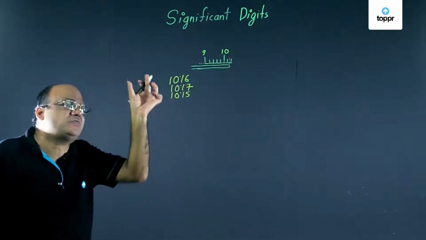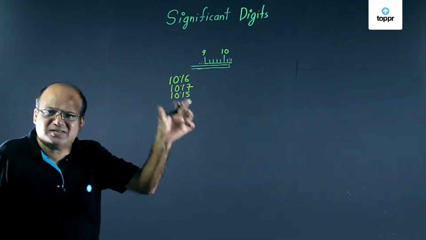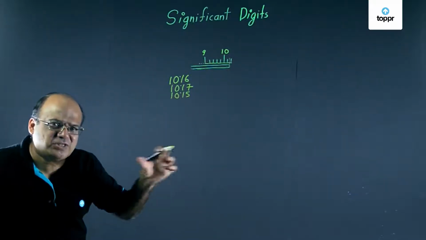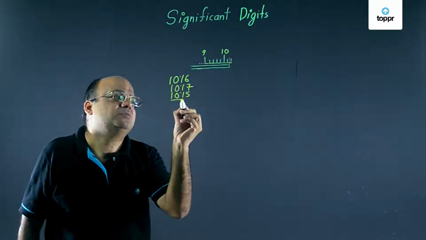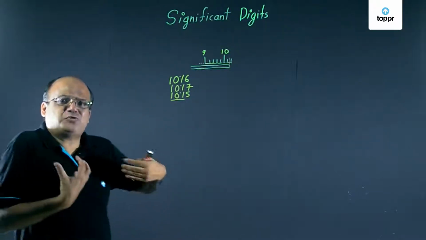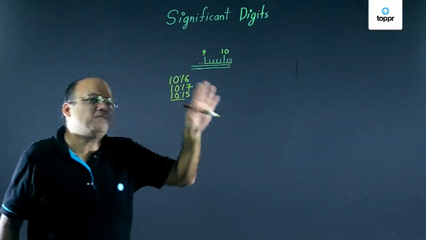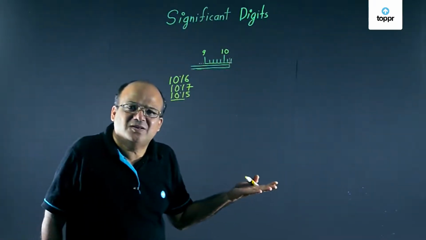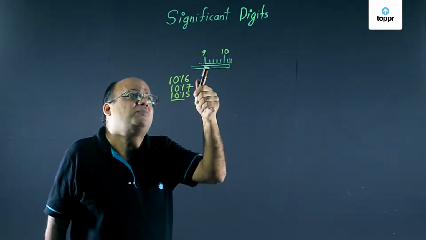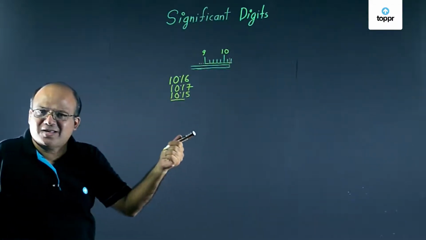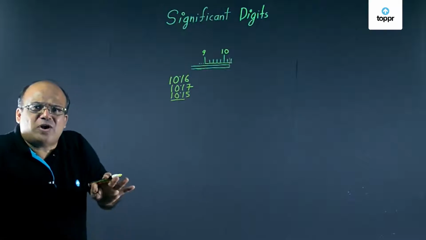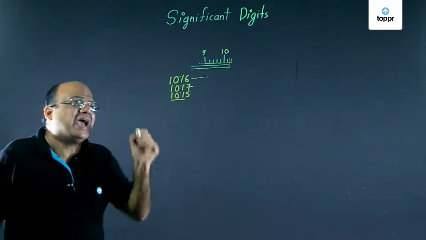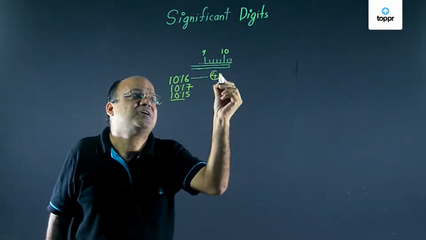So this is the accuracy of this measurement, and significant digits convey the accuracy of our measurement. The number of digits in the measured value about the accuracy of which we are sure, plus one more doubtful digit, are called significant digits. So I can say the length of this object is 10.16 centimeter. The whole world knows that this reading is accurate up to 2 decimal points, and this reading has got 4 significant digits.